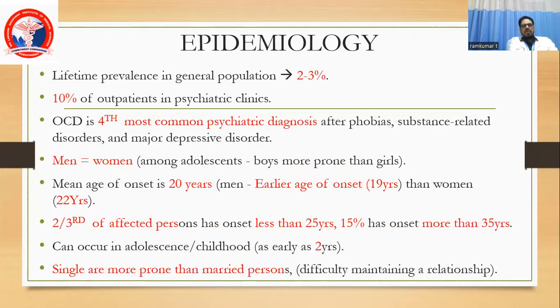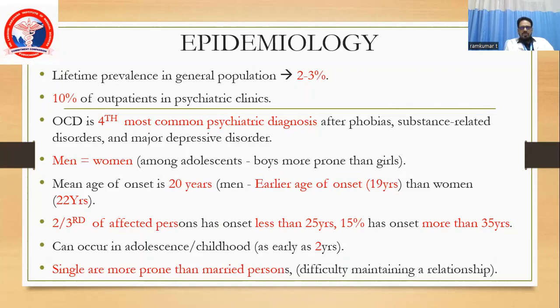Epidemiology: lifetime prevalence in the general population is 2 to 3%, and 10% of outpatients in psychiatric clinics. OCD is the fourth most common psychiatric diagnosis after phobia, substance-related disorder, and major depressive disorder. Prevalence is equal in men and women, but among adolescents, boys are more prone than girls. Mean age of onset is 20 years. Men have an earlier age of onset, 19 years, than women, for whom it is 22 years.